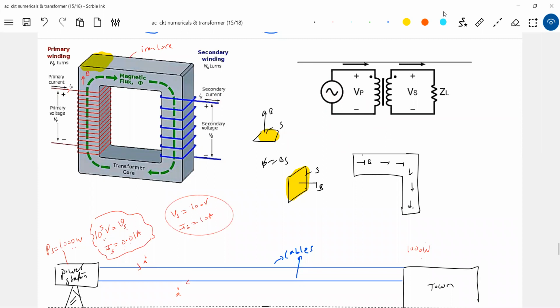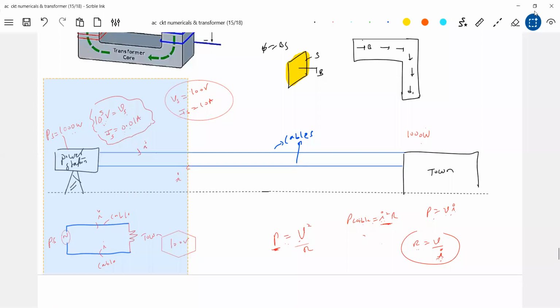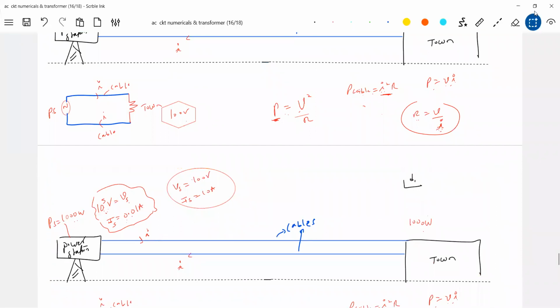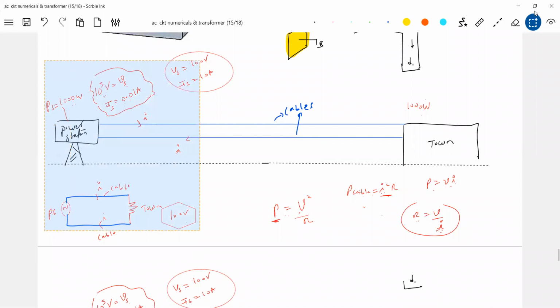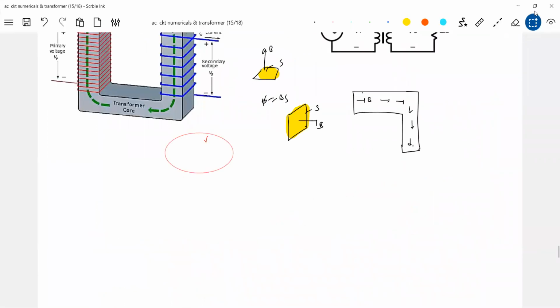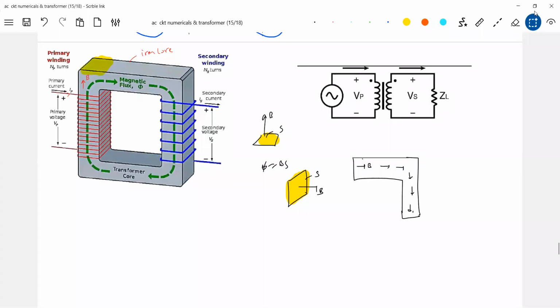So again the current will flow. Here we'll get a current, and nothing but an EMF will be generated. I'll transmit this to the next page. Come to this. So the same EMF will be generated here. This will be VP, this will be VS.